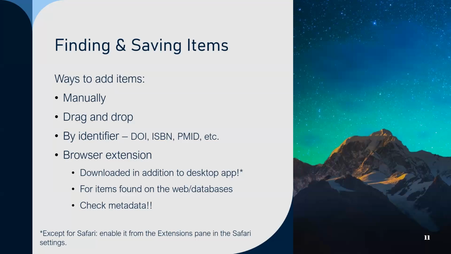You can manually add items by filling in the citation info yourself. This is best for items without a web or digital presence. You can drag and drop PDFs already saved to your computer. This is useful if you've already done some research and now need to get the papers into Zotero. You can add items via identifier, like a DOI, ISBN, or PubMed ID.